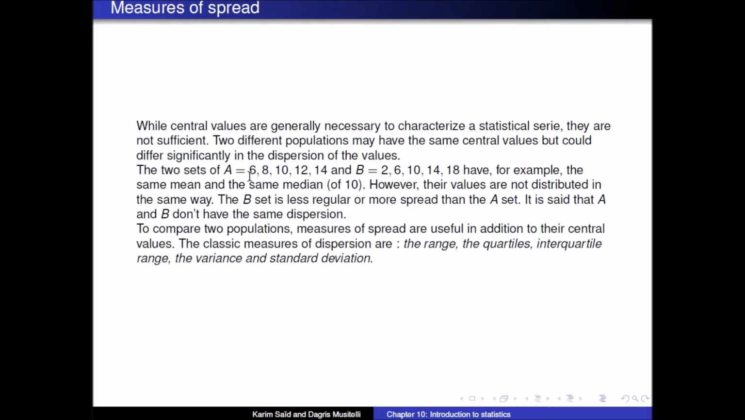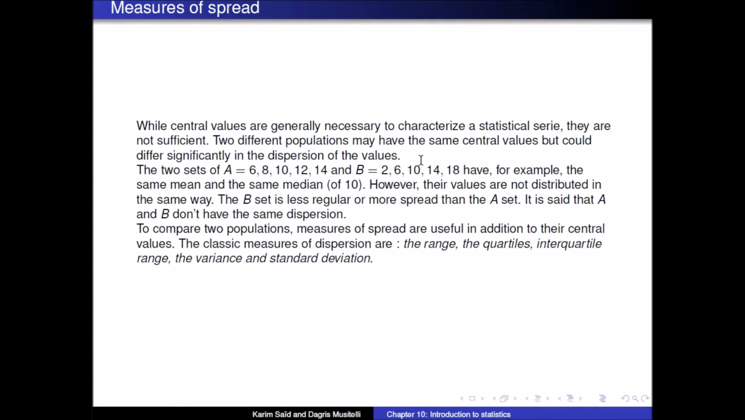The first set of numbers: 6, 8, 10, 12, 14. The second one: 2, 6, 10, 14, 18. If we compute their mean and their median, we get 10 for both of them. So we cannot say this one is different from that one because they have the same median and the same mean. But we can see those two sets are slightly different. The values are not the same.